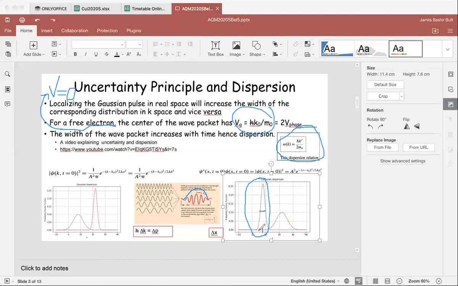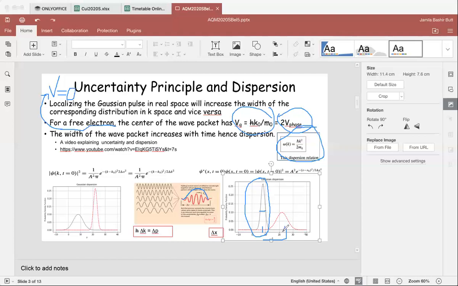One more thing: if group velocity and phase velocity are the same, then the wave will not disperse, and all the waves will be traveling at the same speed. So the wave packet will be traveling along with these waves. But if group velocity and phase velocity are different, like in this case, where our group velocity is twice the phase velocity, then after some time our wave will start to disperse.